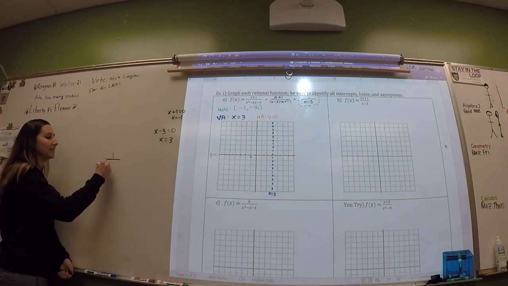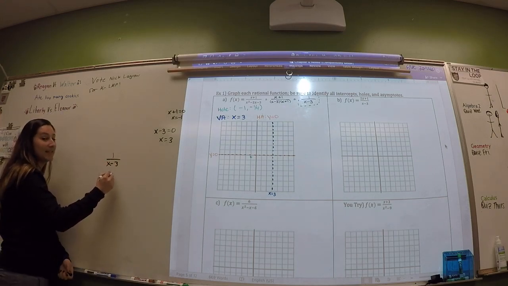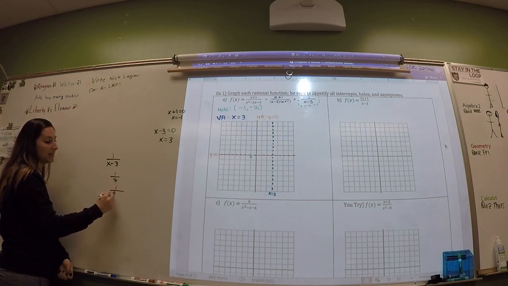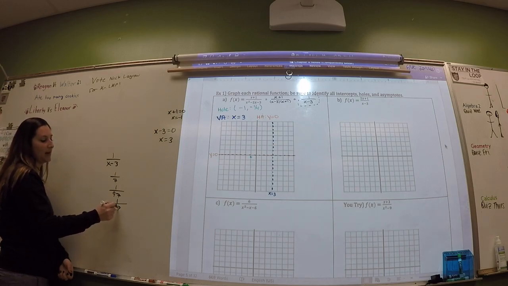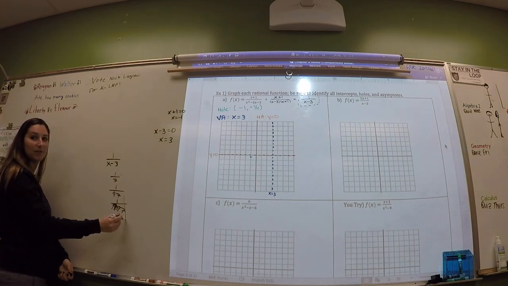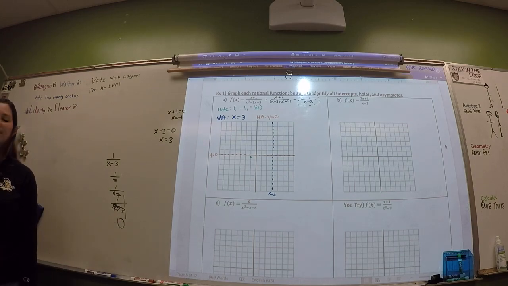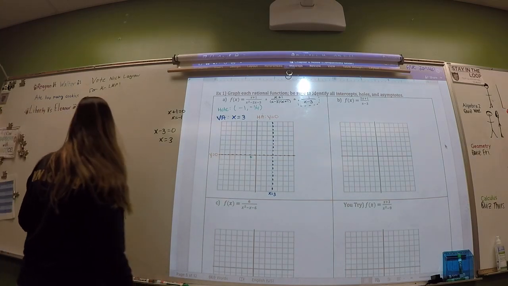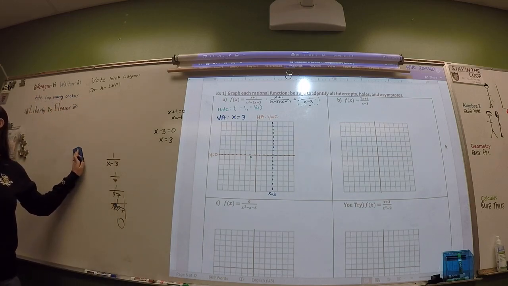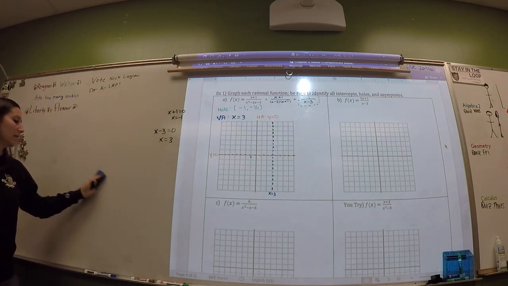Observe. This is our function. If I plug in 10, I get 1 over 7. If I plug in 100, I get 1 over 97. If I plug in 1,000, I get 1 over 997. Where is this number getting closer to? 0. That's why your asymptote's at 0. But remember it'll never be zero. It'll get close to 0, and that's why the asymptote's at 0.